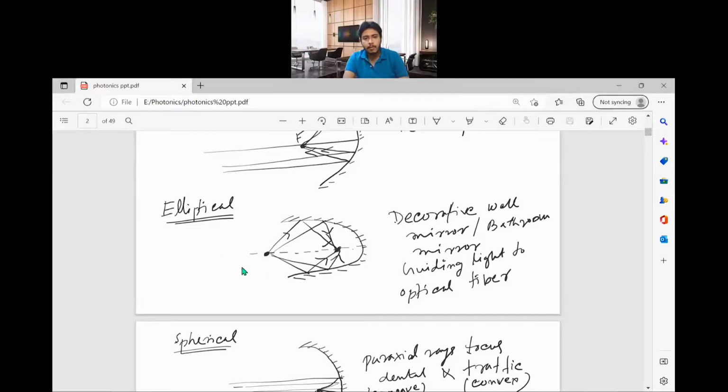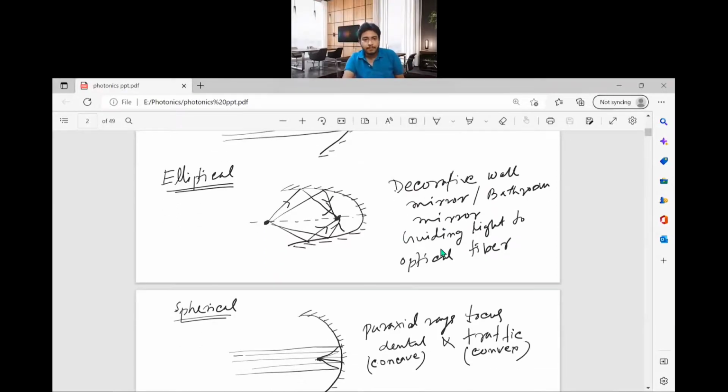So it can be used for the coupling of optical fiber. If you have a light source here, you get the image at this point, so you can couple the optical fiber here, so that it can be coupled like that. Okay. It can also be used for decorative wall mirrors and bathroom mirrors.